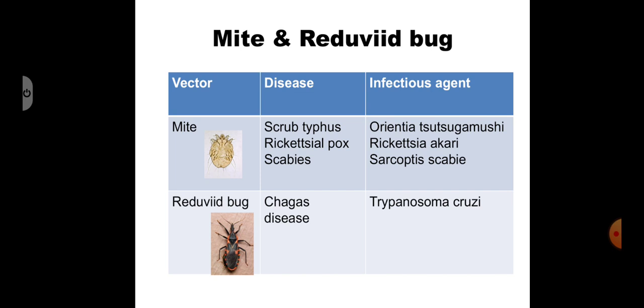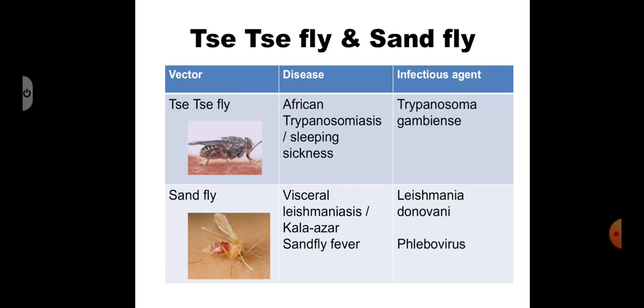Then the reduviid bug as a vector, the disease transmitted is Chagas disease. It's caused by the parasite Trypanosoma cruzi. The tsetse fly vector causes African trypanosomiasis or sleeping sickness. It's a parasitic infection caused by Trypanosoma gambiense or rhodesiense.